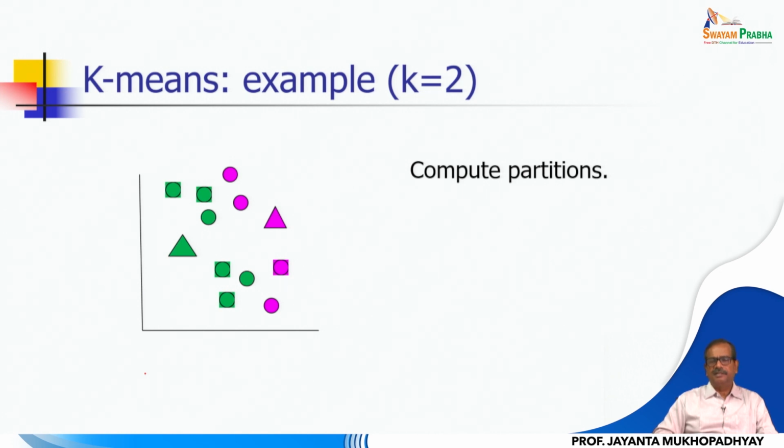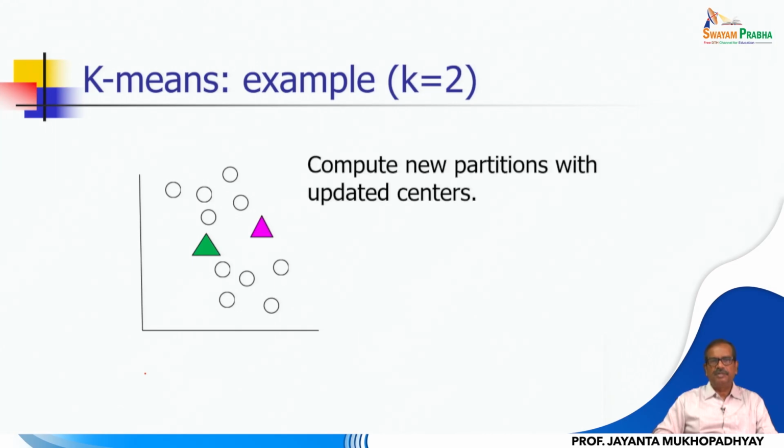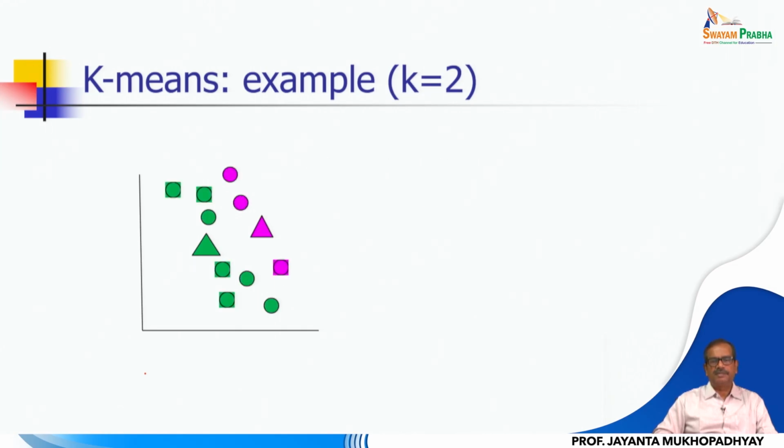So these are my partitions. Now again I will recompute the centers, so I will update the centers. Through the update, each center will move inside within its partition, right? And you continue this process again: you relabel them and recompute the centers.